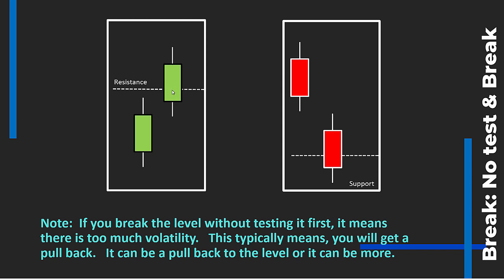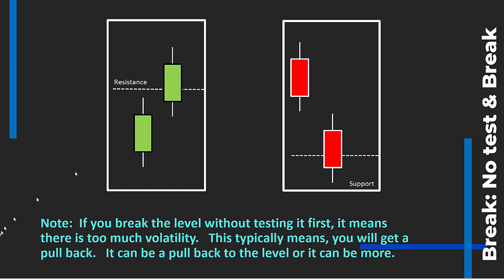I tested it and broke it in one bar. It has a tendency of pulling back. It could pull back to this resistance level here, price level there, and hold it and then go up, or it could pull back to here and break it and go down. So it's not a good scenario at all.